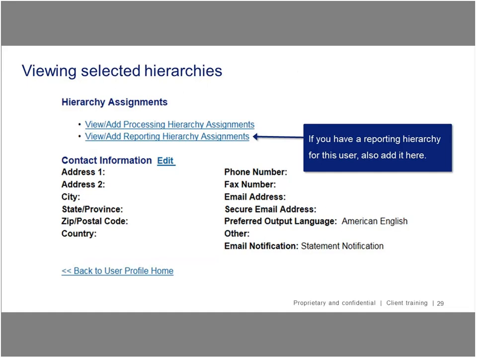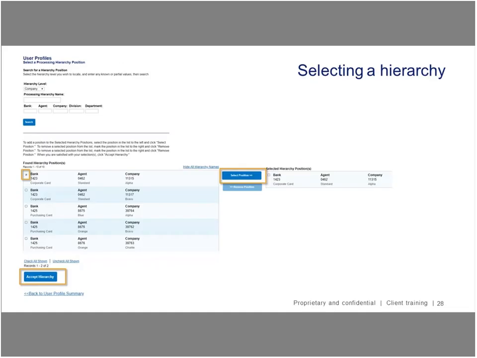Once you've clicked Accept Hierarchy, you'll be brought back to the user profile page, and you won't see the hierarchies that are selected the same way that you'll see the accounts on that little table, but this link does say View and Add. So if you were to click this link again, you would go directly back to the screen so that you can view the selected hierarchy or change it. And we'll talk about how to change it when we get into maintaining user profiles.